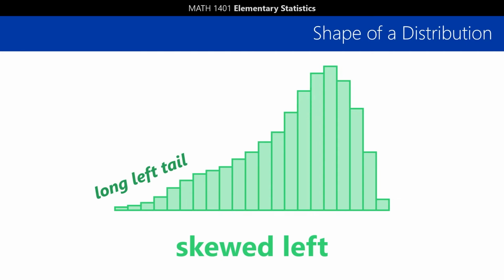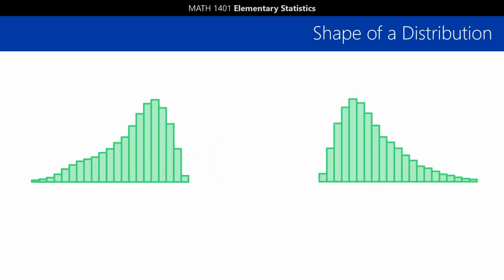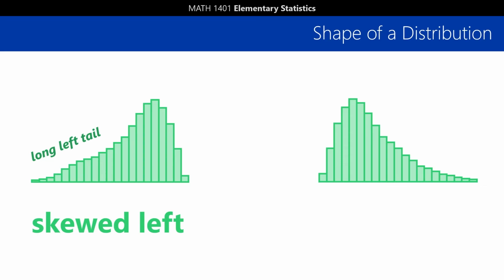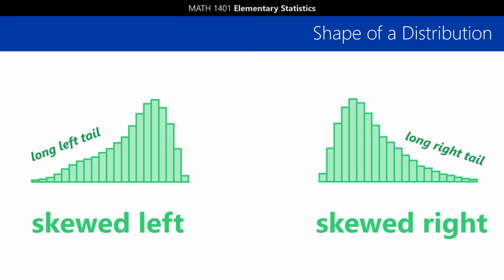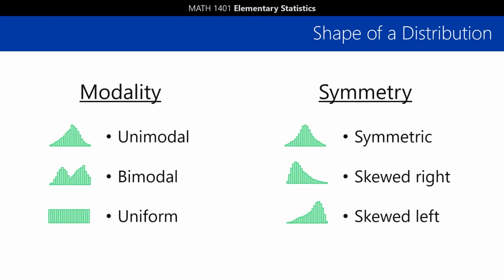to the left. When it comes to skew, it's easy to get confused about which is which if you're not careful. So just remember, when we talk about the skew, we're talking about where the longer tail is. A longer left tail means the data is skewed left, and a longer right tail means the data is skewed right. Each of these shapes tells us something about how our data is distributed.